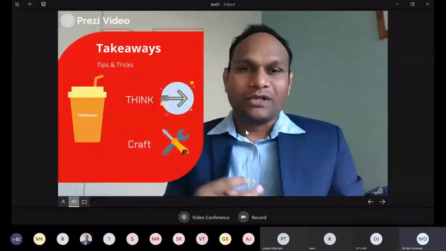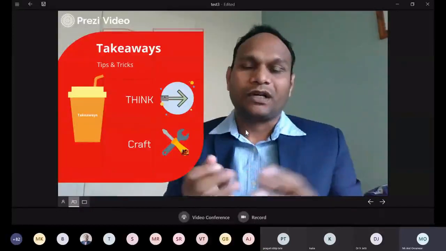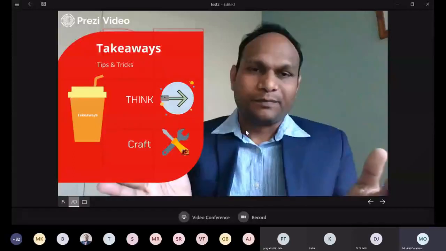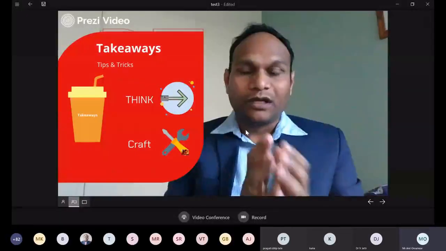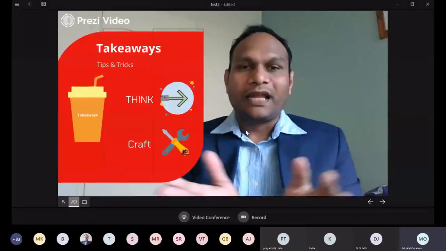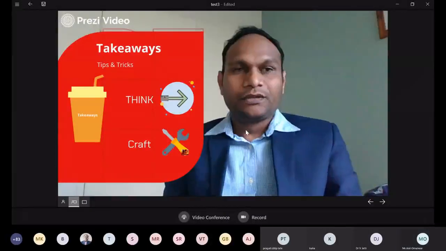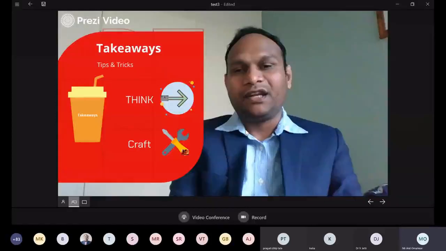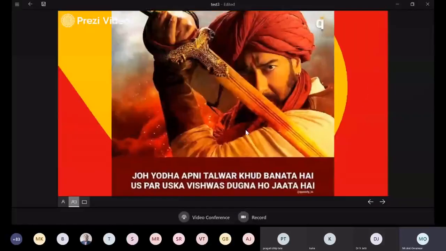People spend more time when they grab another person's code and dig into it. If you craft your own tool, or have your toolbox ready with your crafted tools, you're more likely to use it in a better way. And again, I'll take an example from a movie which many of you have already seen, the Tanhaji movie, which says: the warrior who crafts his own sword trusts it twice as much as anything else.